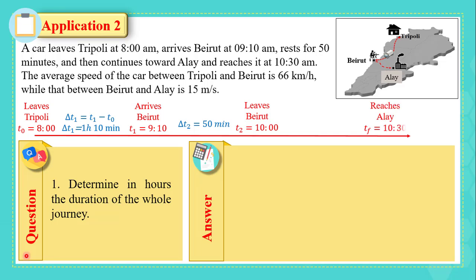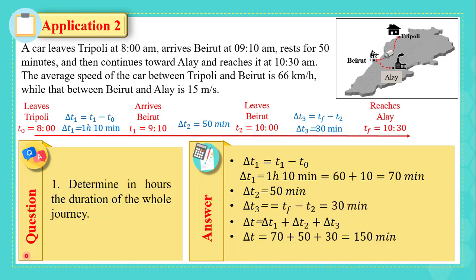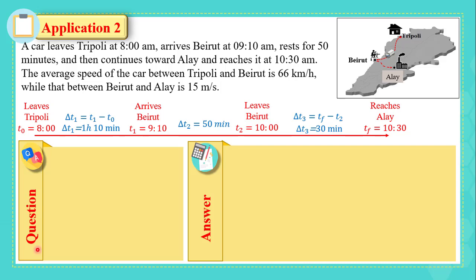After that, the car reaches Alai at the final time, which is 10:30 a.m., which means that the duration of time between these two events is delta T3, equal to TF minus T2, which is equal to 30 minutes. Now let's answer our question. Then delta T is equal to delta T1 plus delta T2 plus delta T3, which gives us 150 minutes. But you are asked to express it in hours. Then you divide 150 by 60 to obtain 2.5 hours.